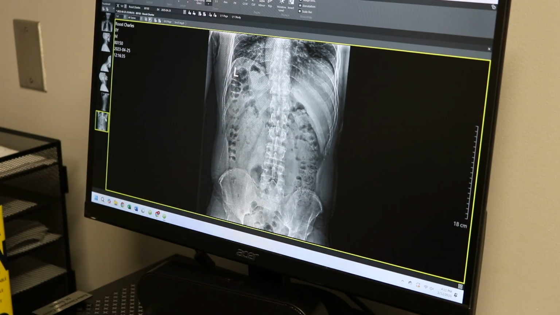Let me clarify, you called it the A to P lumbar because we take the picture from front to back, but when we're analyzing it, we flip it around so we're actually looking at the back on this picture. Yep, because chiropractors work on the back. Yes, we do.